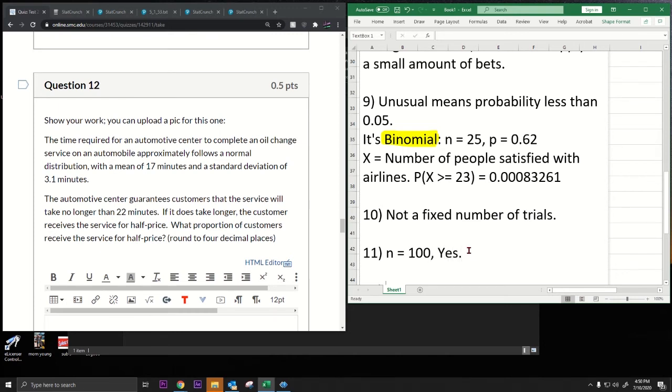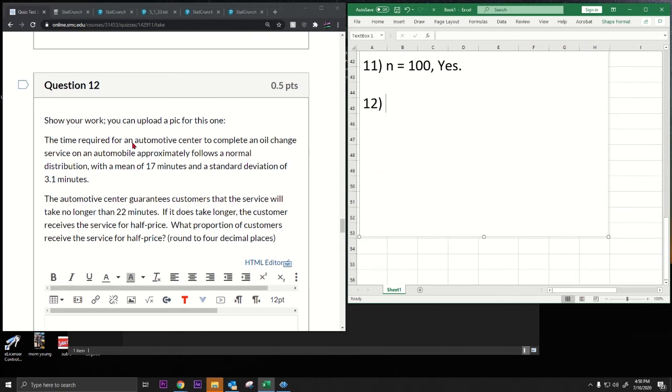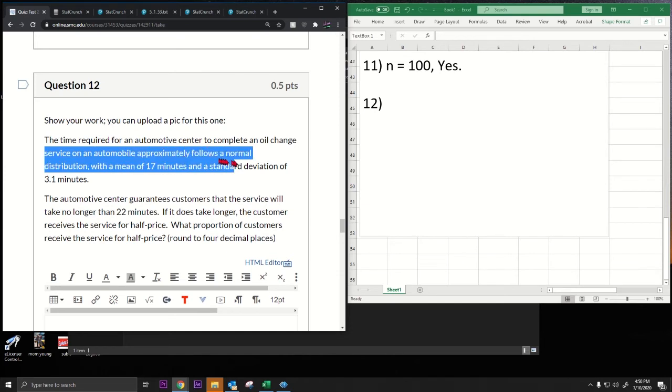It's a true or false, so no explanation needed. 12. Show your work. You can upload a pic for this one. The time required for an automotive center to complete an oil change service on an automobile approximately follows a normal distribution with a mean of 17 minutes and a standard deviation of 3.1 minutes.